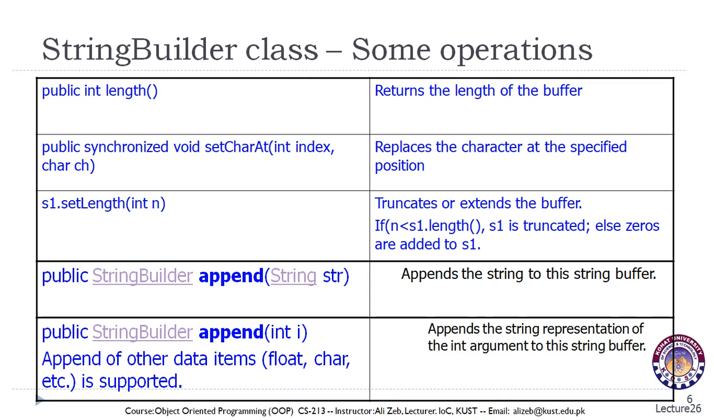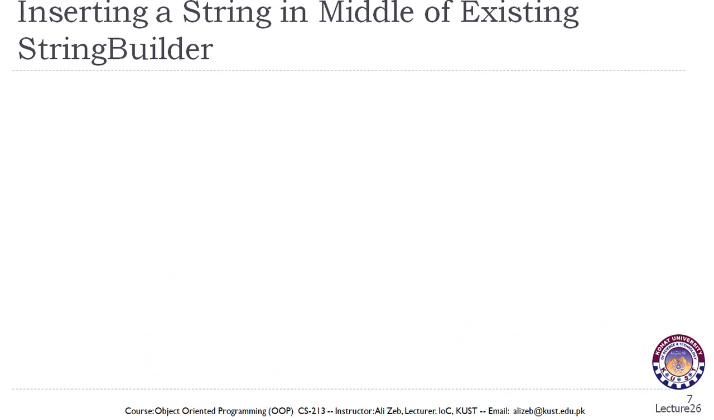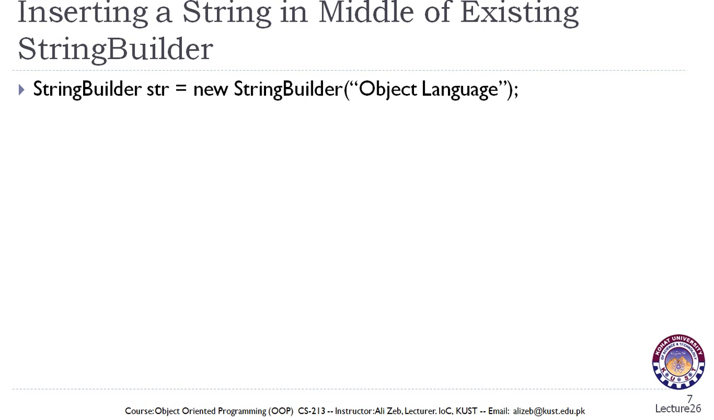Then we have an append method, which appends the string to its string buffer, or the object of the string builder class. We have append that can append an integer. We can append float values, character values, etc. to our string builder. We can also insert a string in the middle of an existing string builder.